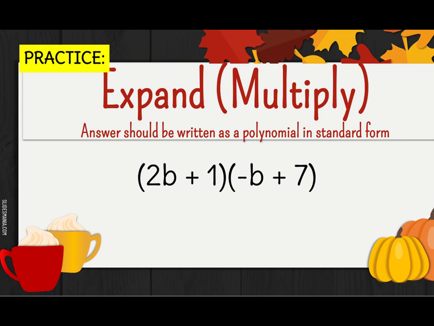And your last practice problem, we want to go ahead and expand 2b plus 1 times negative b plus 7. So go ahead and multiply that out, either using an area model or distributing in, and then type in your answer, and then we'll go through and see how you did.